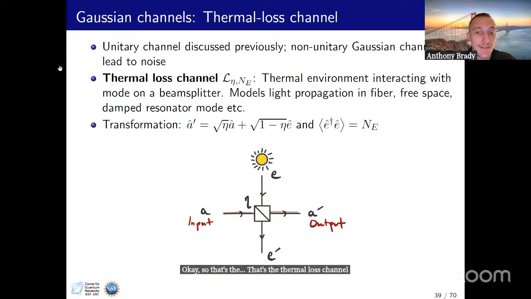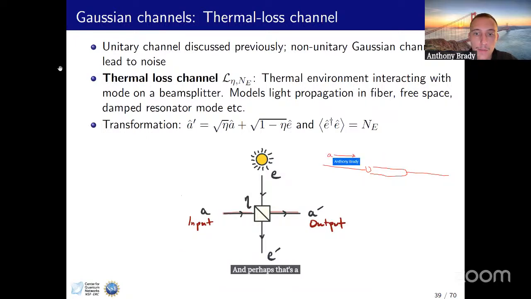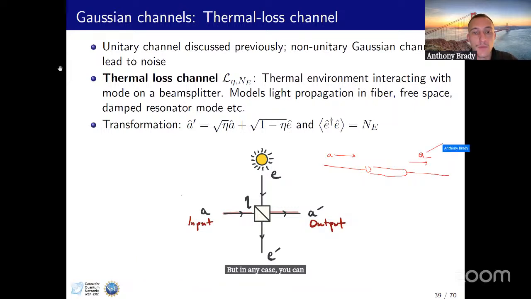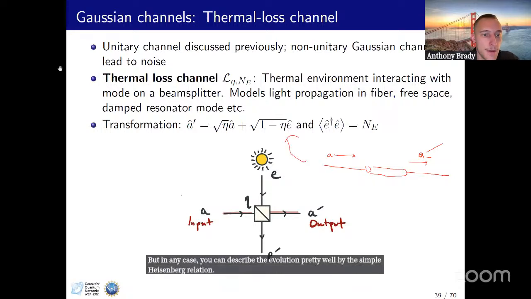Okay, so it's very simple how it's described, but it's extremely useful. You model fibers this way. In this case, you send a mode through a fiber and it interacts with the vibrational modes of the fiber, and perhaps some of it is scattered in the fiber and absorbed by the walls, and the output is then A prime. But in any case, you can describe the evolution pretty well by the simple Heisenberg relation. Okay. Next slide, Howie.